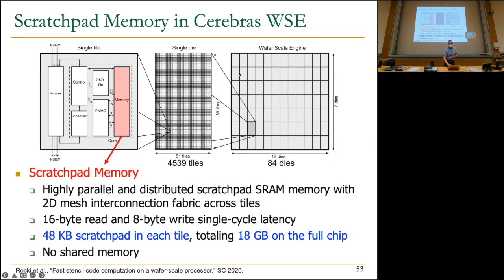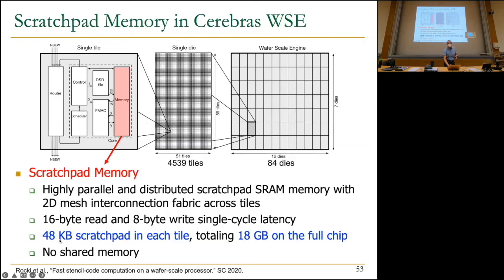Basically, this huge wafer is divided into 84 dies. Each die has 4,500 tiles or so. Each tile looks like this. It's very regular, basically. Each tile has some machine learning accelerators, some connectivity, interconnection, and there's some SRAM memory. And this SRAM memory is scratchpad, basically. The programmer or the compiler figures out what to put over here based on the computation that's happening over here, right? And you can see the properties over here.